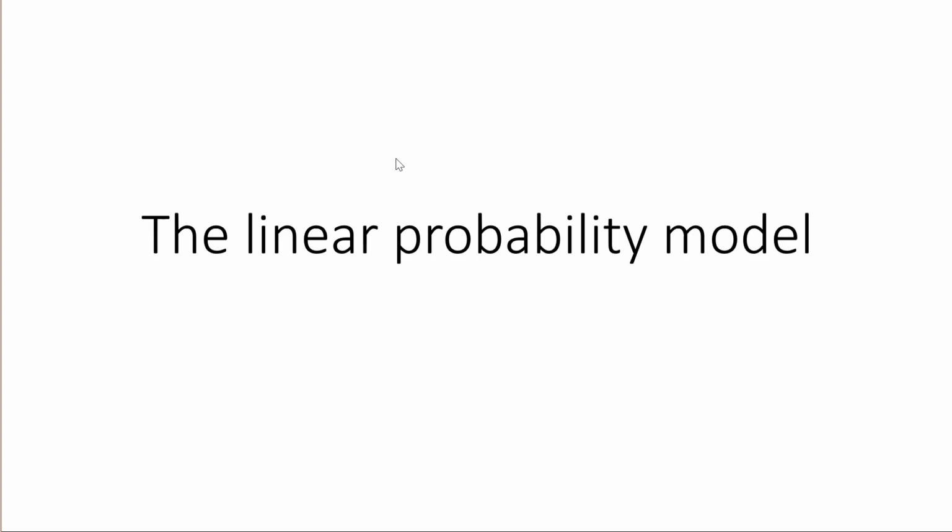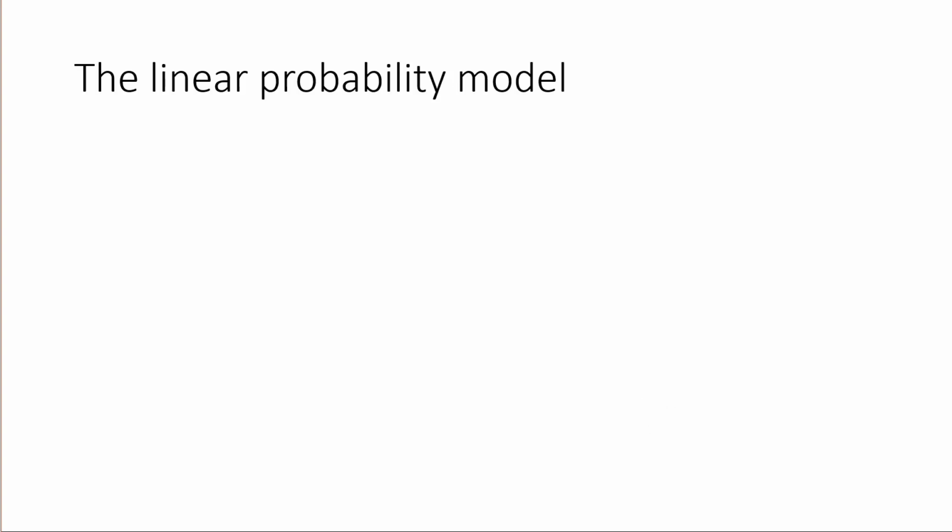So the first attempt at modeling a dependent variable that is a dummy variable is called the linear probability model. But I should mention at the beginning that this is not the only way of modeling a dummy dependent variable. We will look at other methods such as logit and probit models later on. So let's get started with the linear probability model.